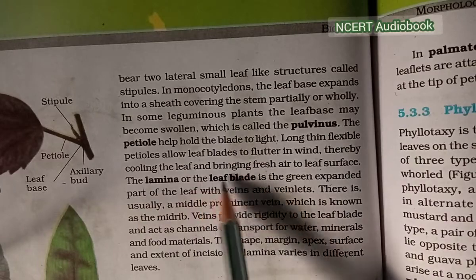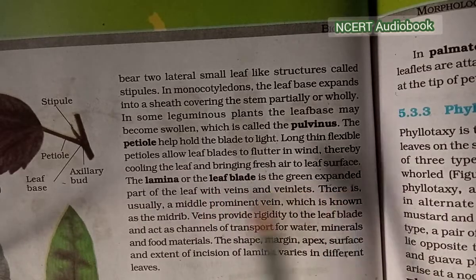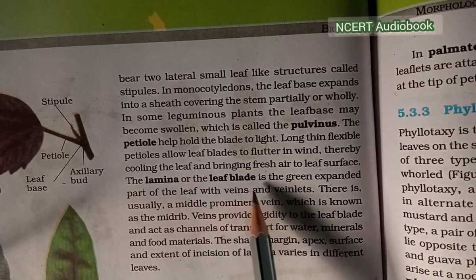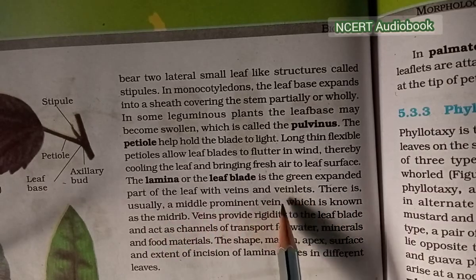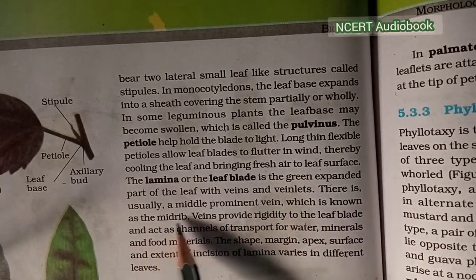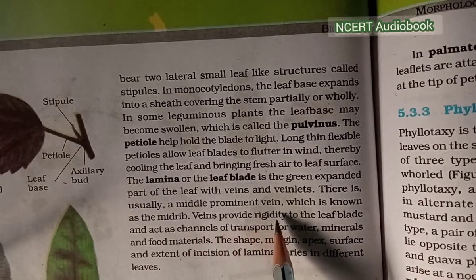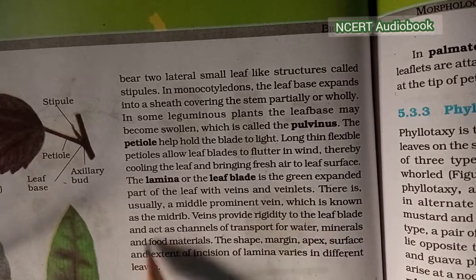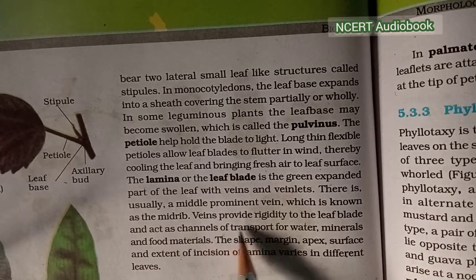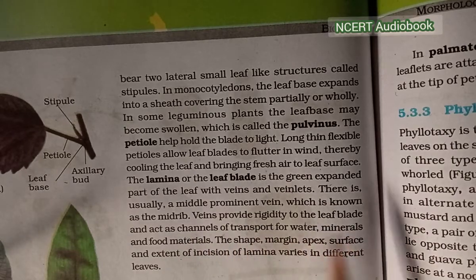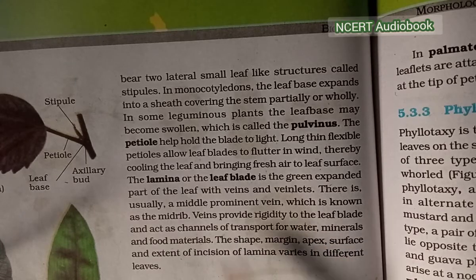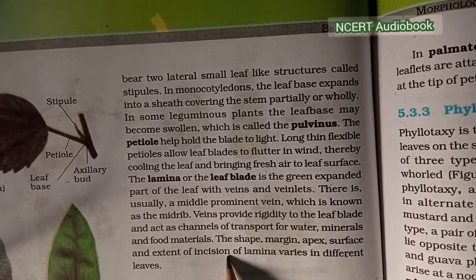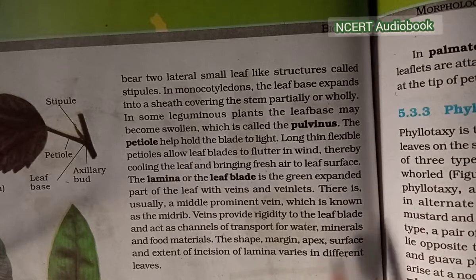The lamina or the leaf blade is the green expanded part of the leaf with veins and veinlets. There is usually a middle prominent vein, which is known as the midrib. Veins provide rigidity to the leaf blade and act as channels of transport of water, minerals and food materials. The shape, margin, apex, surface and extent of incisions of the lamina vary in different leaves.